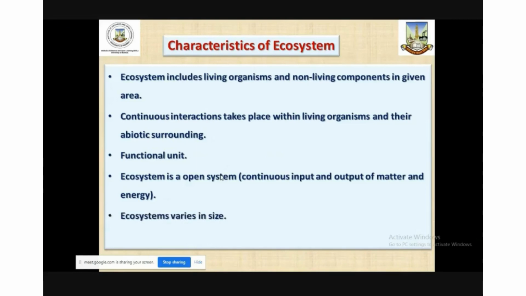The size of an ecosystem varies from place to place, so we can have ecosystems of various sizes. For example, we have a large forest area as an ecosystem, or we can also have a small pond as a unique ecosystem.